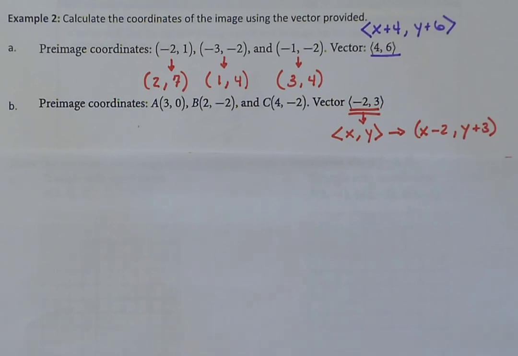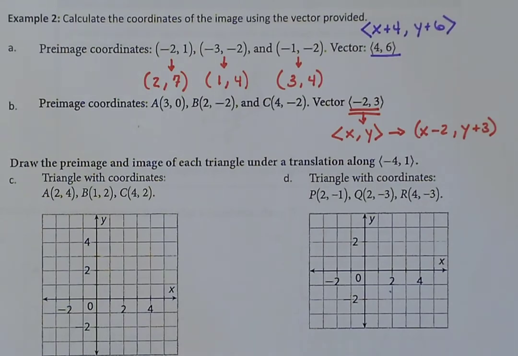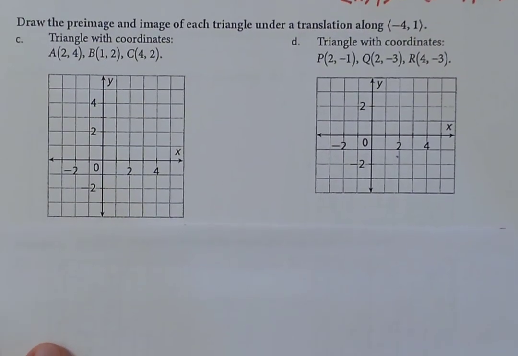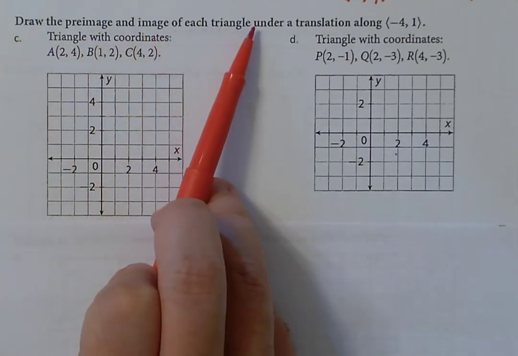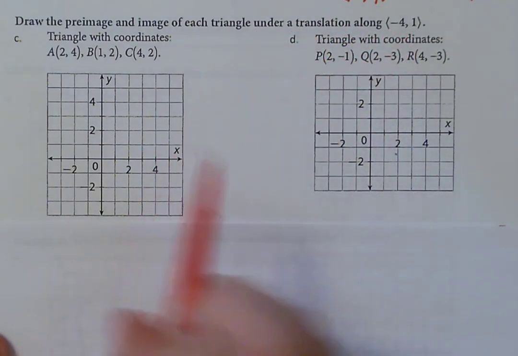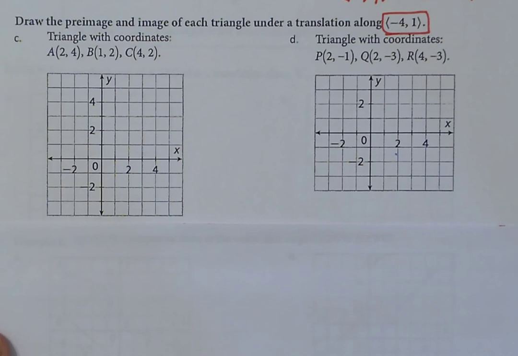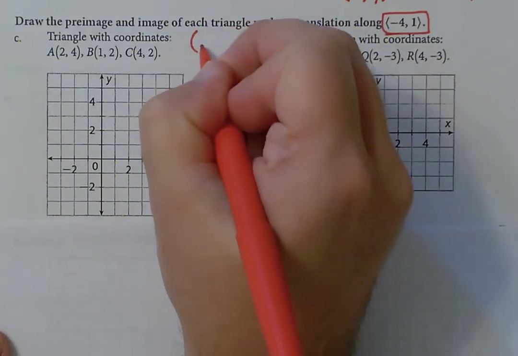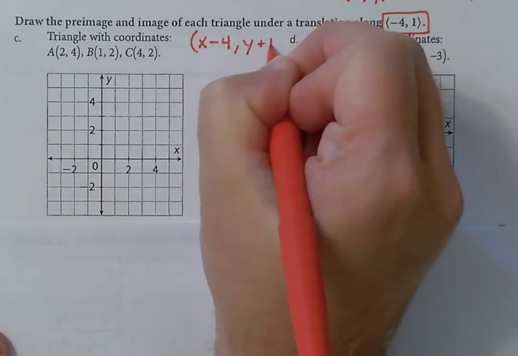All right, so with that said, let's continue on. Now, example 2 continues with actually going through and drawing them. So if we look at C, it asks us to draw the pre-image and image of each triangle under a translation along -4, comma 1. So what this vector here means is that we are going to move each of the points to the left 4 and then up 1. If it helps to see it in coordinate notation form, it's x minus 4, comma y plus 1.